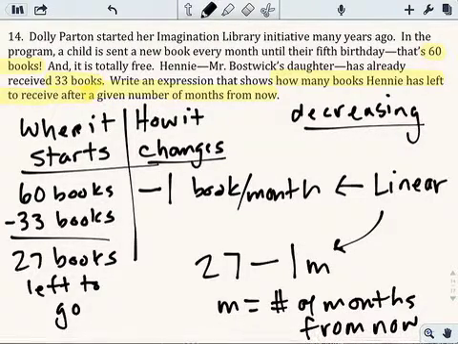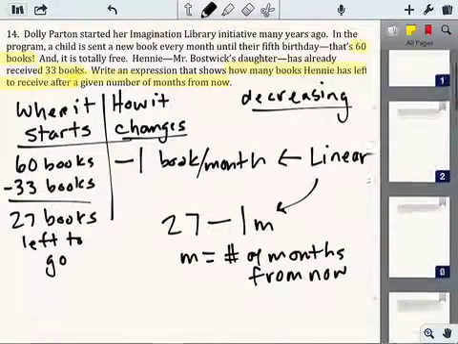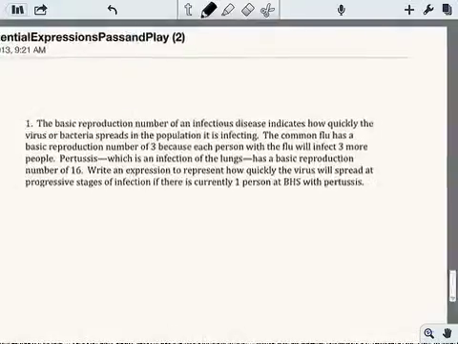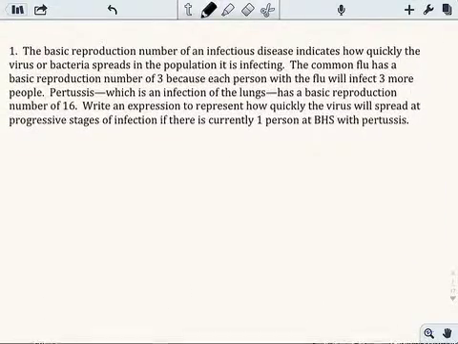So let's try to use the same model and notice something different when we consider an exponential expression. I'm going to jump all the way back up to the top of my list here. So a little bit of science for you. The basic reproduction number of an infectious disease indicates how quickly the virus or bacteria spreads in the population it is infecting. The common flu has a basic reproduction number of 3, so I'm getting my highlighter out, because each person with the flu will infect 3 more people.